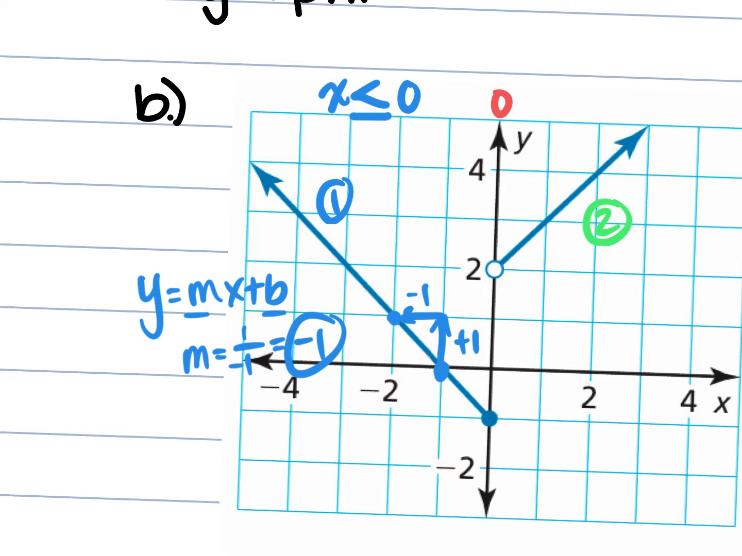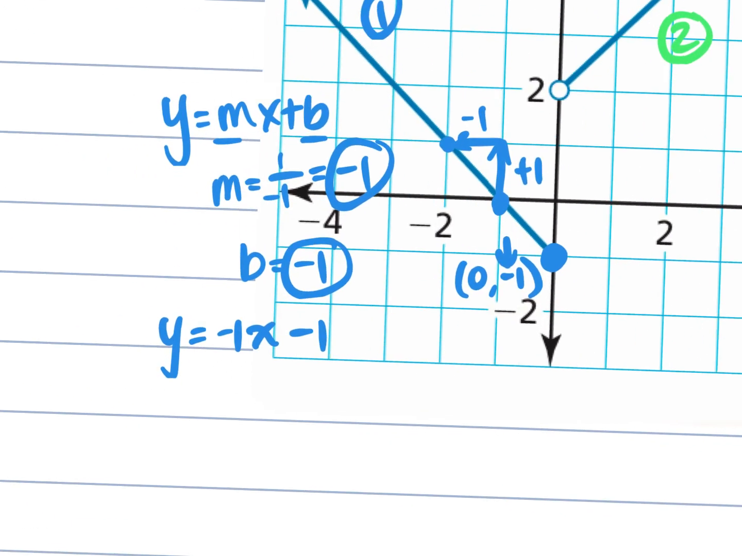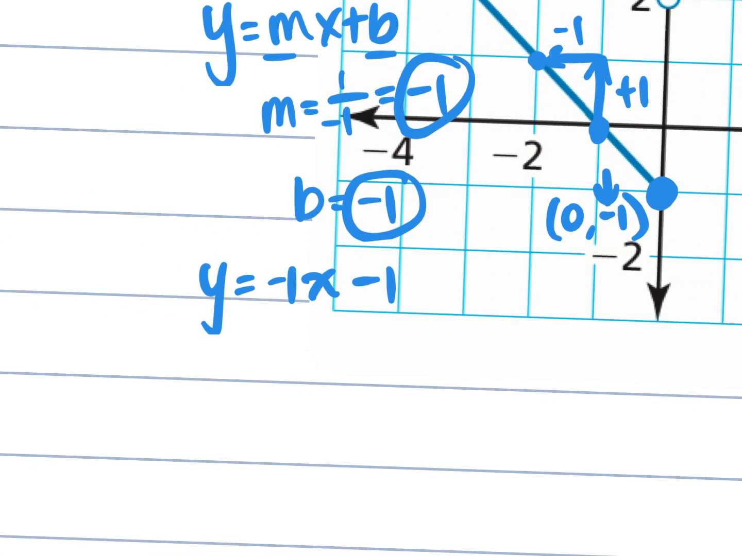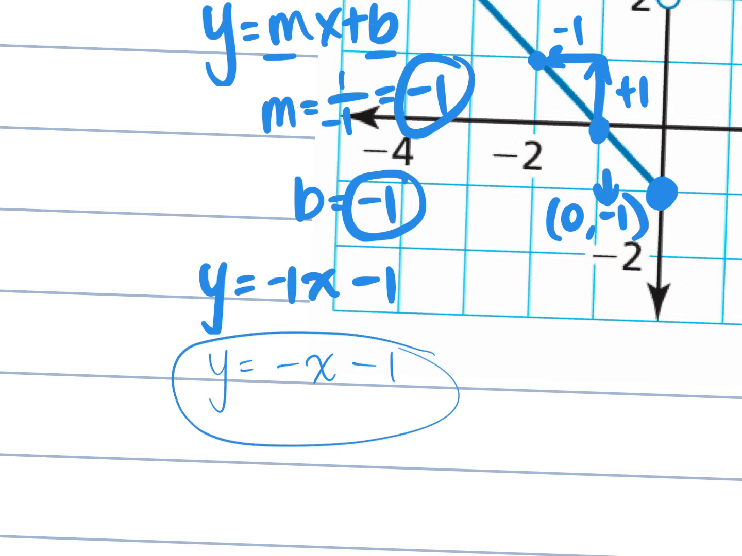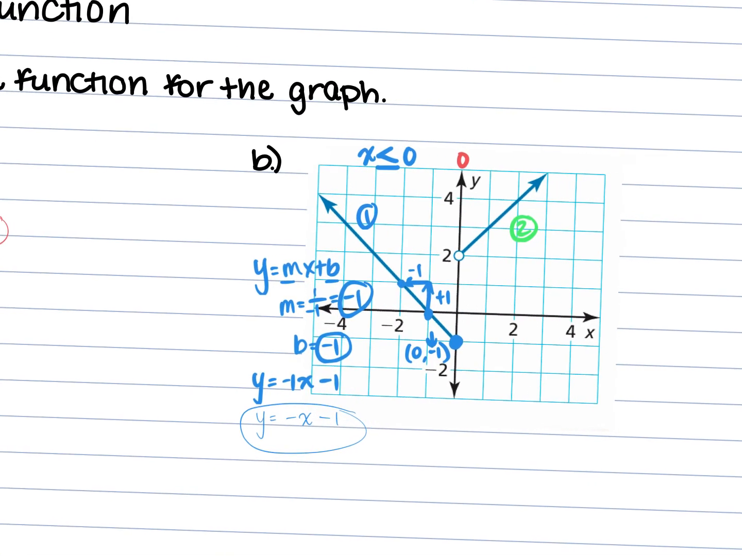Now we need to find my y-intercept. Where does this graph cross the y-axis? And it crosses right here. This point is (0, -1). So my b value is negative 1. Okay, so I've got both of these. Let's write an equation. It would be y equals negative 1x minus 1. Remember, we do not write it as negative 1x. You just want to write it as negative x. So y equals negative x minus 1. That's my equation. Okay, so that side is done.